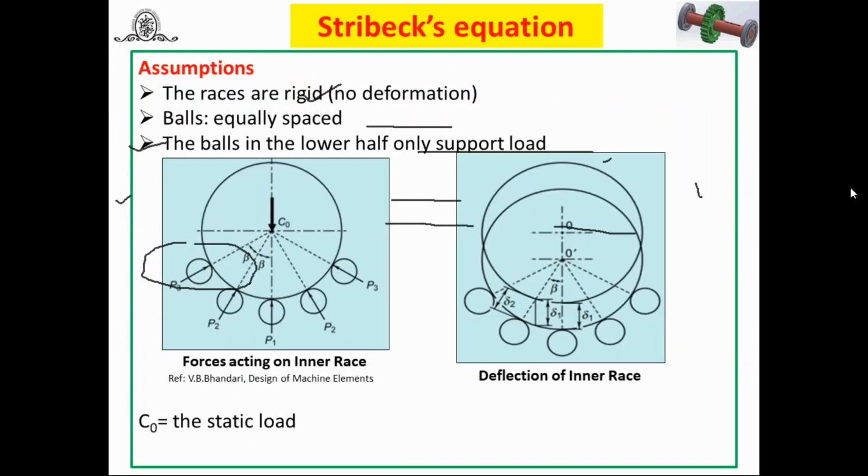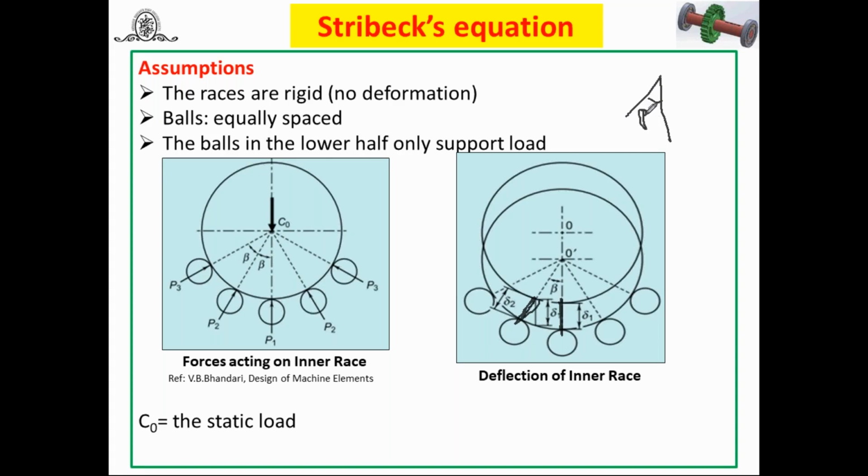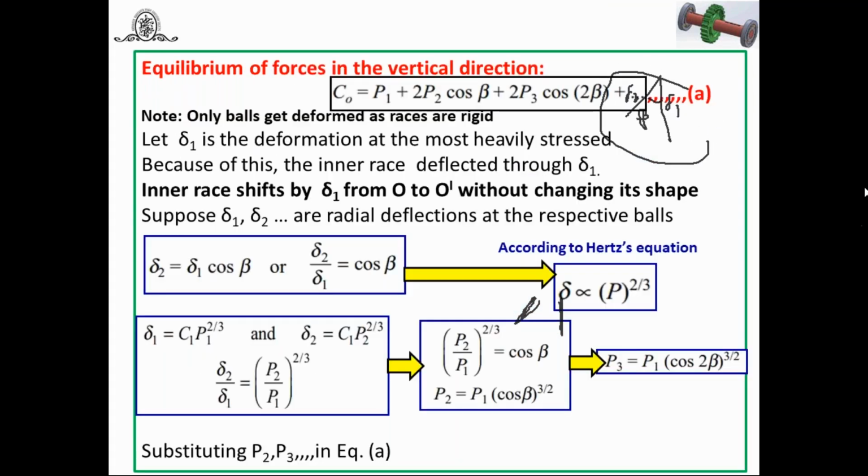How? Once again I will elaborate. Look at this here. You will find delta 1 is the deflection for this. This is delta 1. And suppose this is ball 2, this deflection is delta 2. This delta 2, this is delta 1, angle is beta. Then how are you going to find this? You can easily find out delta 2 is equal to delta 1 cos beta. Therefore, delta 2 by delta 1 is equal to cos beta.